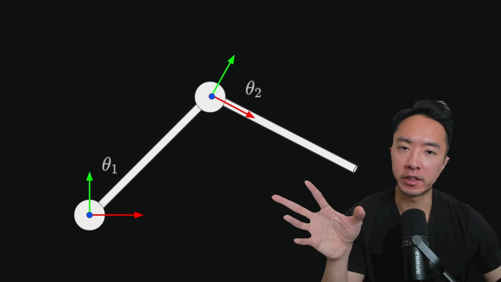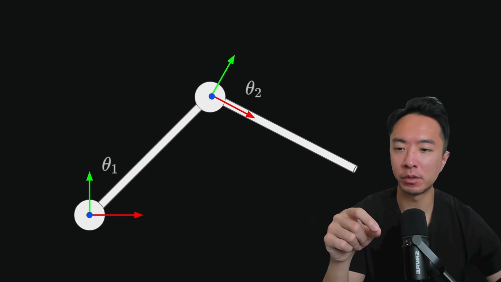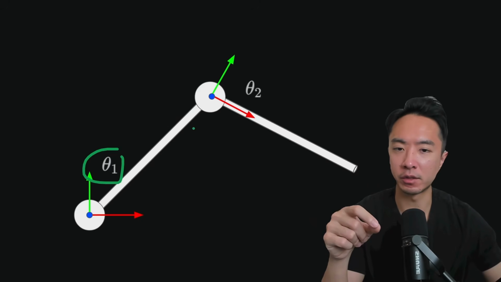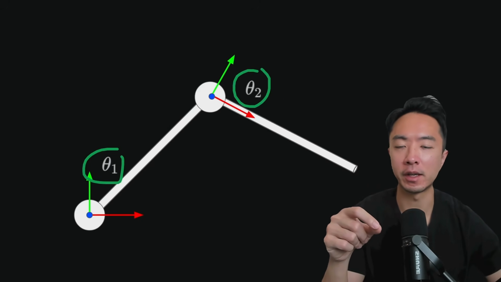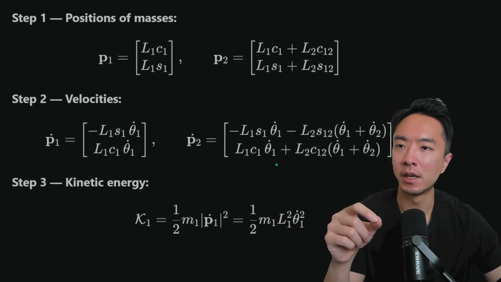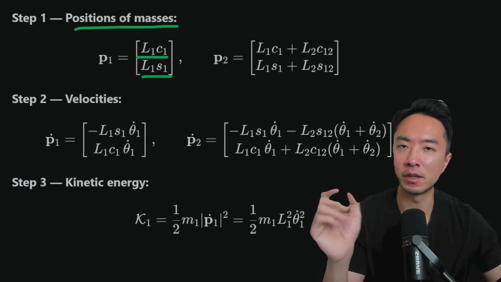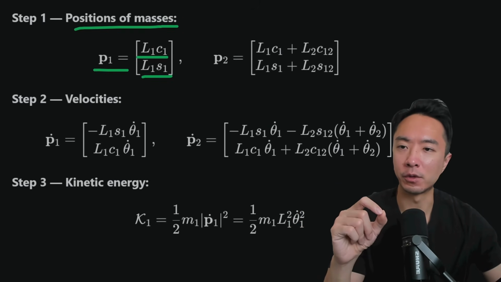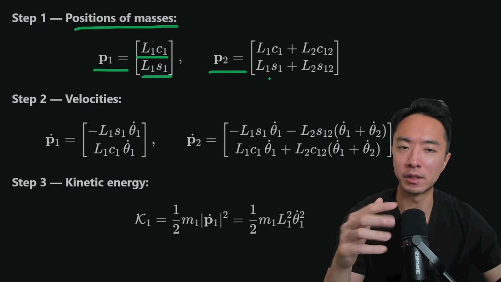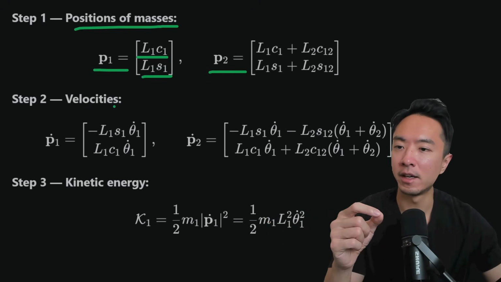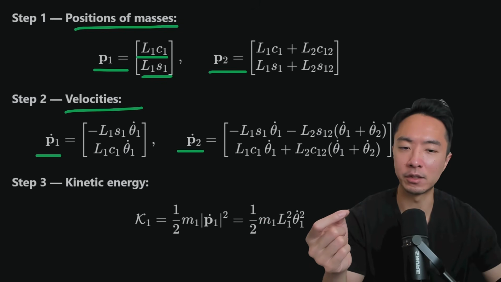Okay, so let's take a look at a 2DOF robot example. We have our two joints here, theta 1 and theta 2. If we take a look at the first step, we have the position of our masses. We have L1C1, L1S1, so that's for P1, and P2 is just an extension of that. We have our velocities, so P1 dot and P2 dot.